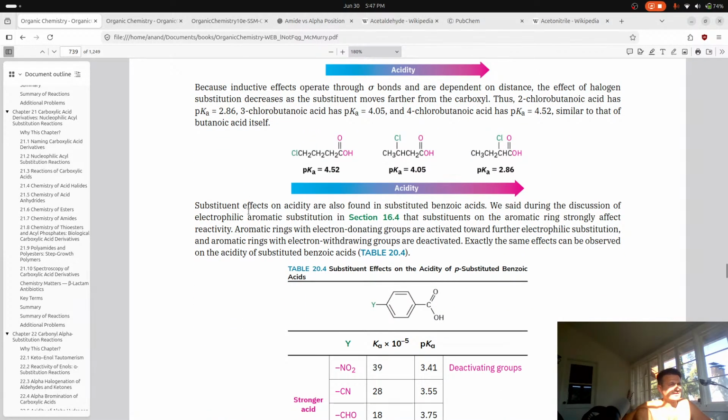Substituent effects on acidity are also found in substituted benzoic acids. We said during the discussion of electrophilic aromatic substitution that substituents on the aromatic ring strongly affect reactivity. Aromatic rings with electron donating groups are activated towards further electrophilic substitution.